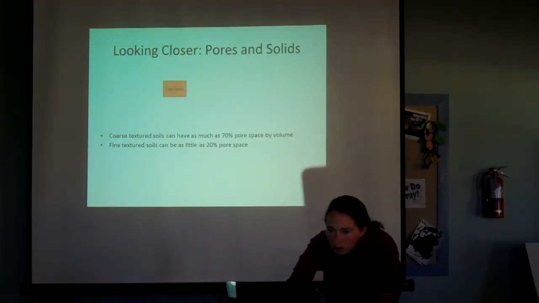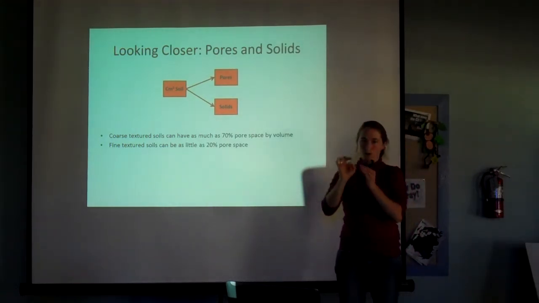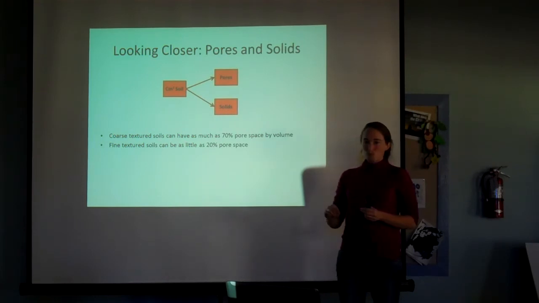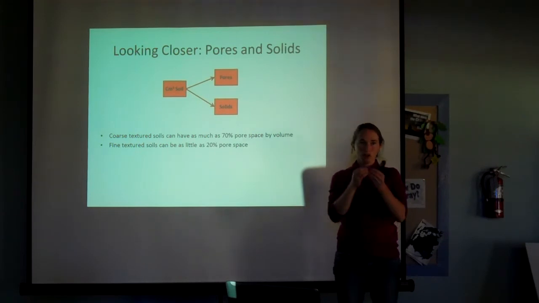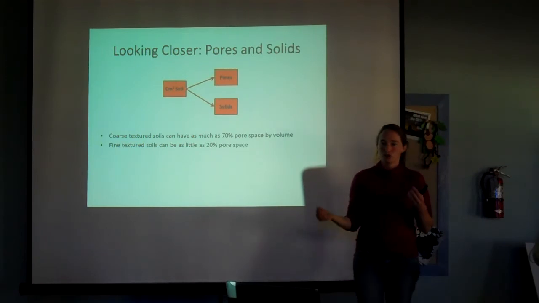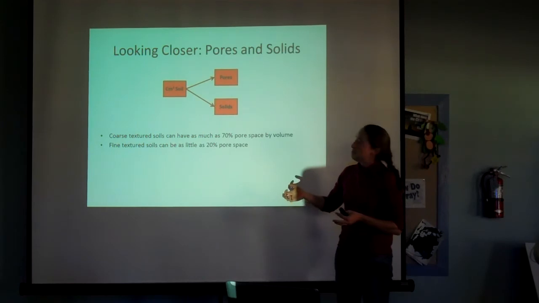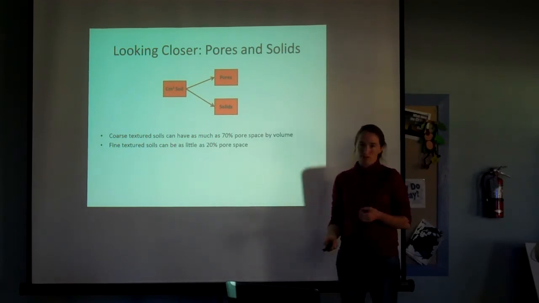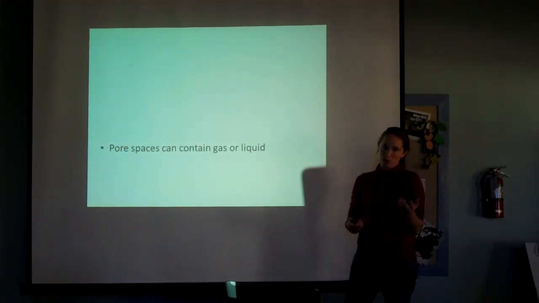Okay, so we're going to look a little bit closer at a cubic centimeter of soil and look at pores and solids. So we're looking real close now. Coarse textured soils can have as much as 70% pore space by volume, so that cubic centimeter of soil is mostly air. Fine textured soils can be as little as 20% pore space or less if they're compacted. 50% is kind of a quote-unquote normal number. There's nothing normal for soil really though.